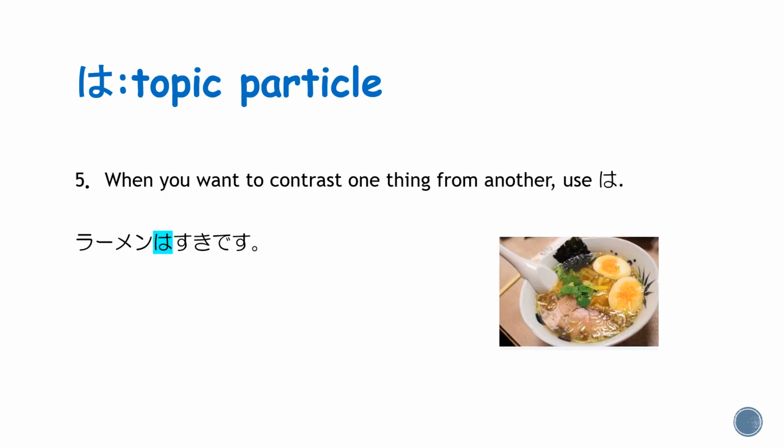The fifth rule, when you want to contrast one thing from another, we use wa. ラーメンは好きです. Normally, when we use the expression 好きです, we usually use the particle ga. But suppose you don't like Japanese food in general, but you do like ramen compared to other Japanese food, then we can say ラーメンは好きです to contrast ramen with other Japanese food.